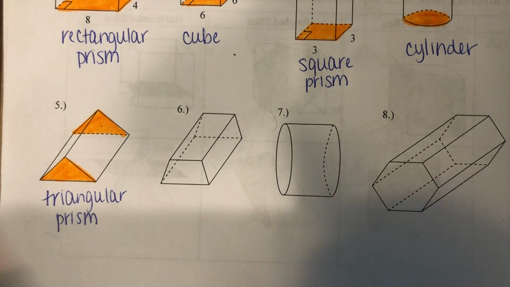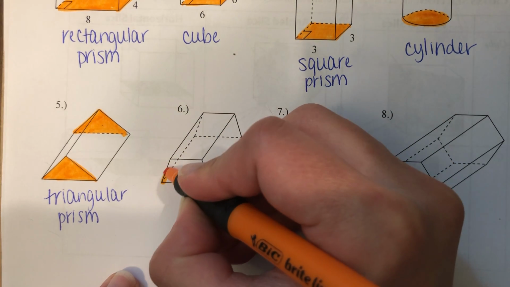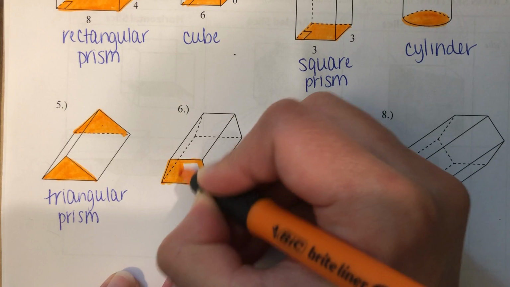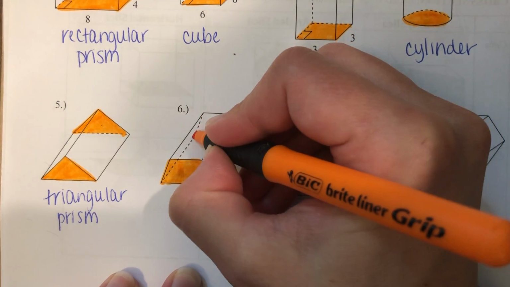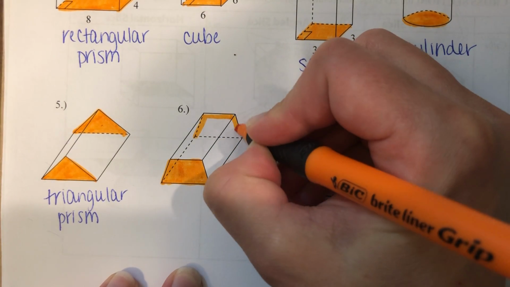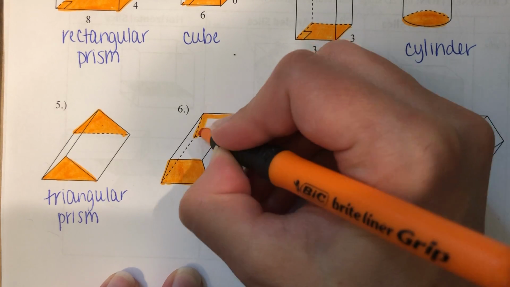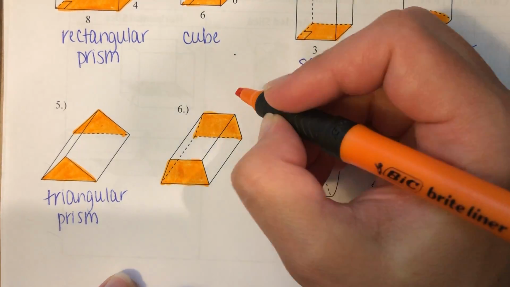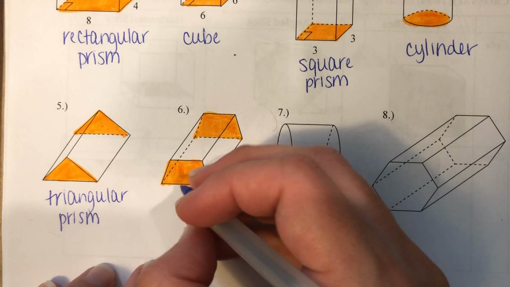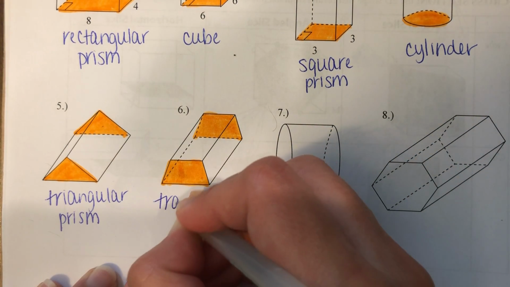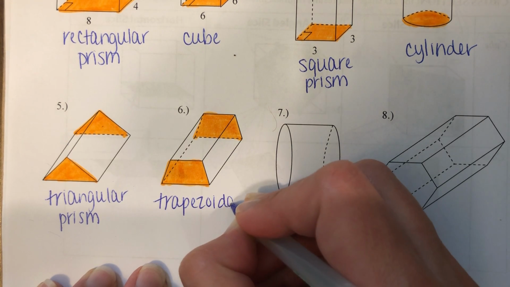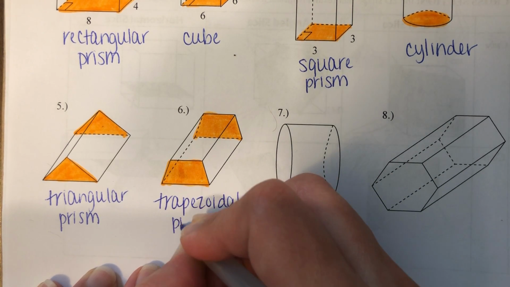All right, number 6, looking for the thing that repeats twice. There it is, along with this one. Those look like trapezoids to me. It's called a trapezoidal prism.